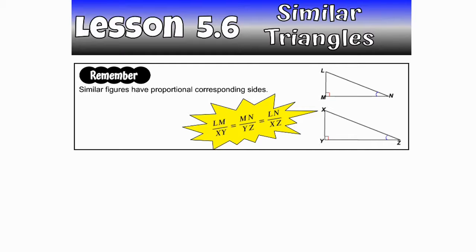So in this figure, LM and XY, if you divide those two, it'd have to be equal to MN divided by YZ, and then LN and XZ. And it doesn't matter what order you put those two in, and it doesn't matter if you were to put the XYZ triangle in the numerator and the LMN triangle in the denominator. Okay, so just a quick little overview there, just that corresponding sides are proportional.